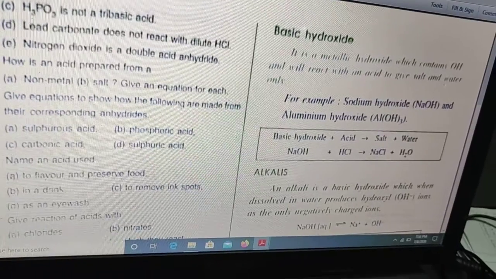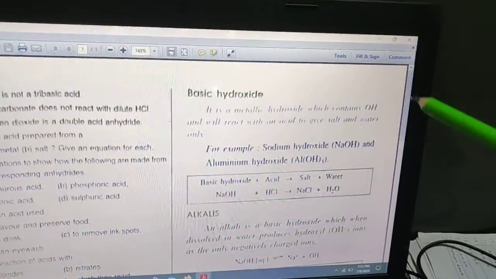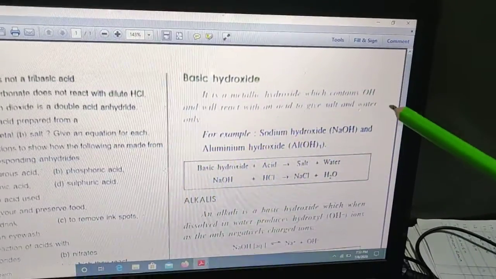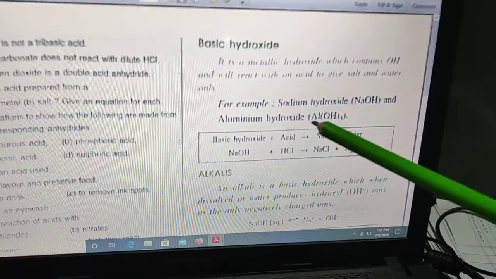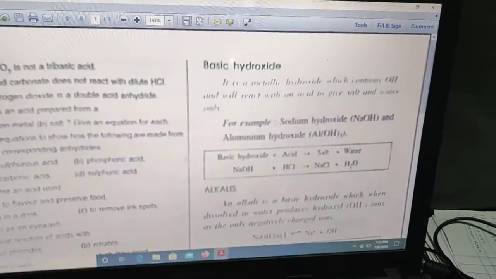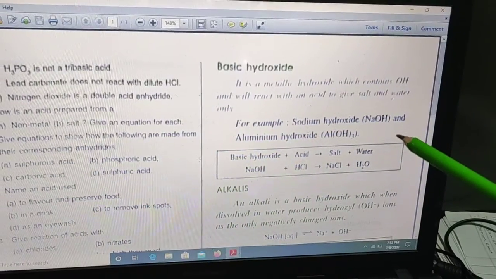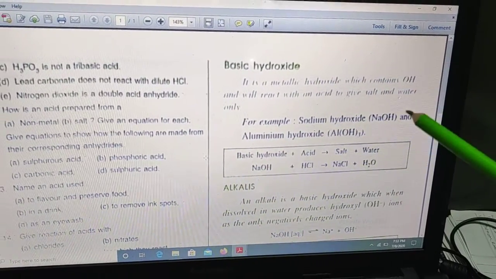And basic hydroxide means it is a metallic hydroxide which contains OH and will react with an acid to give salt and water. For example, sodium hydroxide and aluminum hydroxide, they are basic hydroxide.